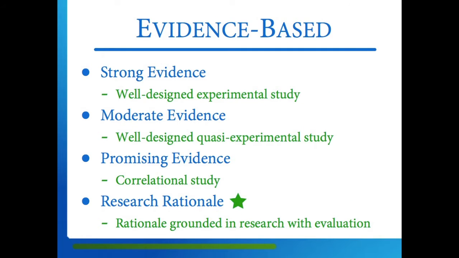Under ESSA, there are 4 categories for evidence-based programs: ones that have strong evidence from a well-designed experimental study, moderate evidence from a quasi-experimental study, promising evidence from a correlation study, and a solid rationale grounded in research with a strong focus on evaluation. You should understand that the insight presented in this presentation is based on the research rationale.